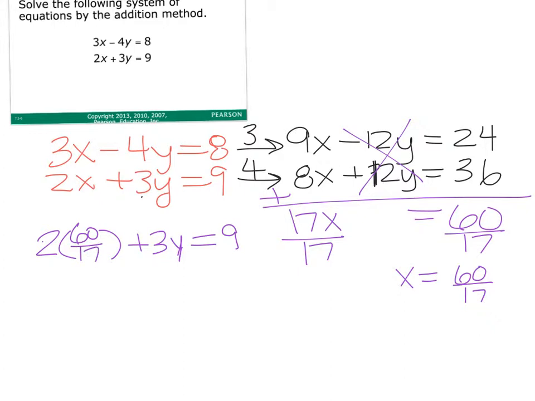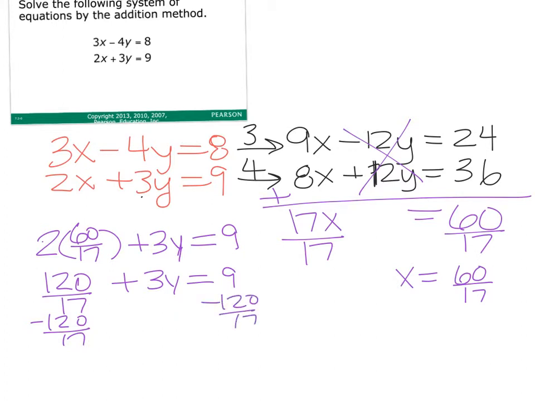Now, I'm just going to let my calculator help me with the fractions. 60 over 17 times 2 is going to be 120 over 17. Then I'm going to subtract that from both sides. So I'm going to have 3y equals 9 minus 120 over 17. And again, I'm going to let my calculator do that for me, which is 33 over 17. And then I'm going to divide each side by 3, and I'll let my calculator do that for me as well. When I divide by 3, I get y equals 11 over 17.